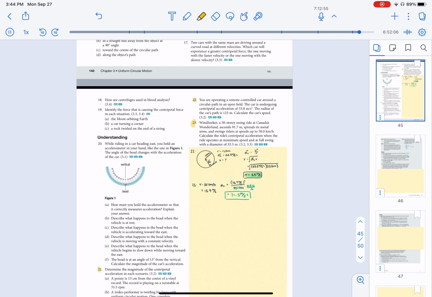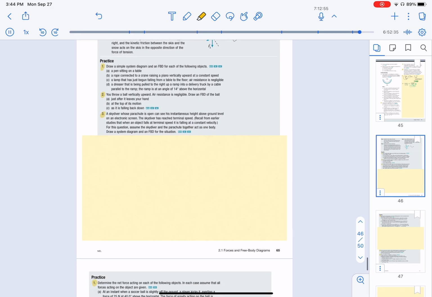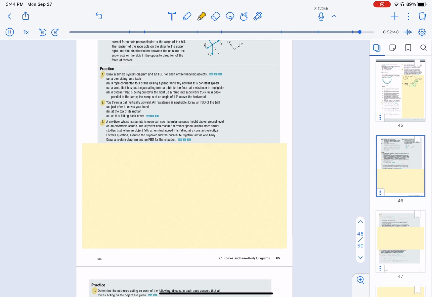So the free body diagram for this scenario, I'll just do underneath here. I have the force of tension going one way, because it's up the rope towards the tree, and the force of tension going the other way, and the force of gravity going down.